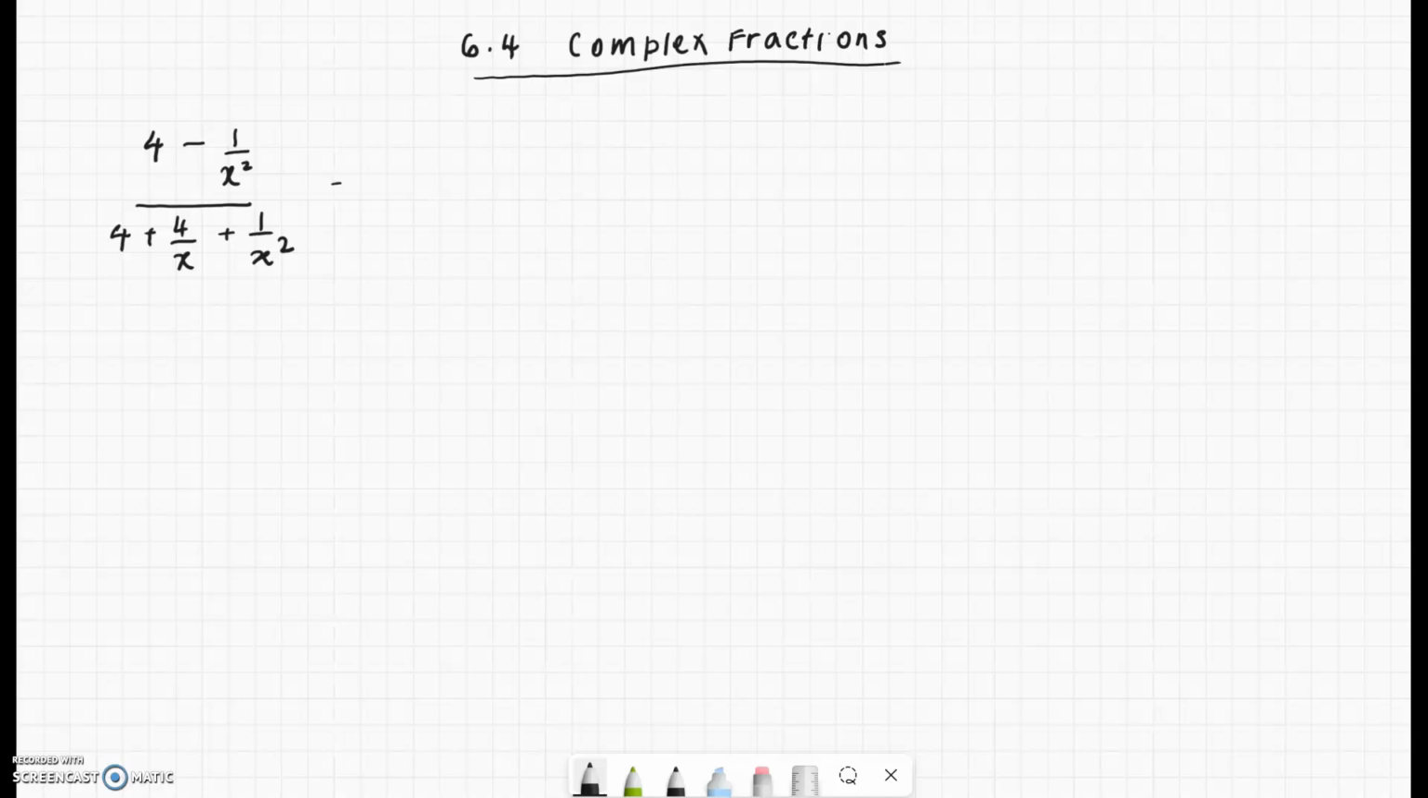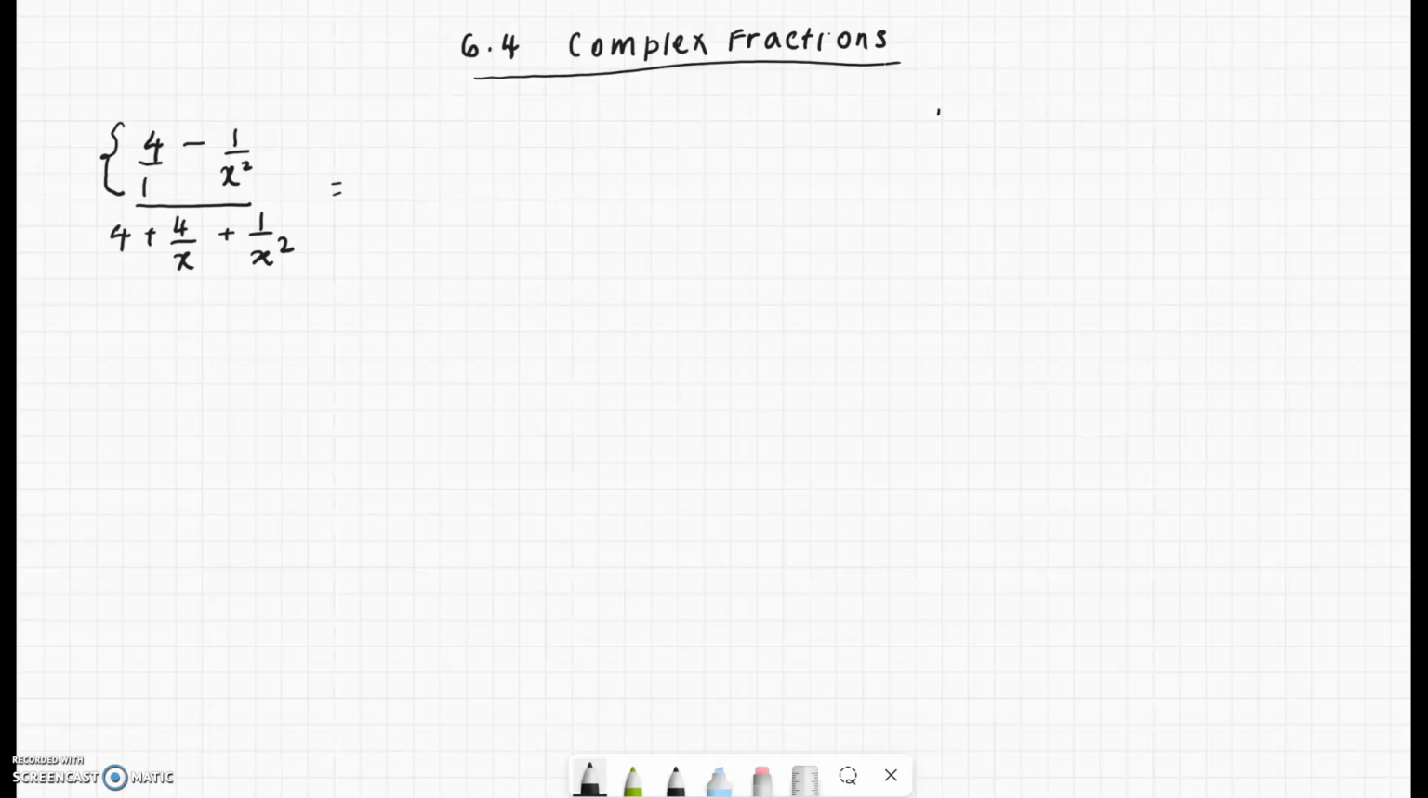In order to use the division method, first you need to take a common denominator in the numerator, combine the terms by subtraction, take a common denominator in the denominator, and then combine the terms using addition. So we're looking at the numerator now, which is a rational expression.